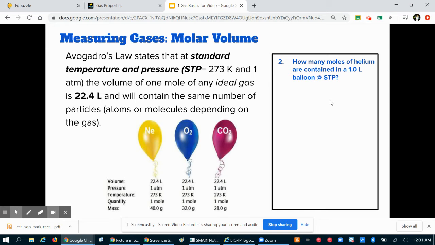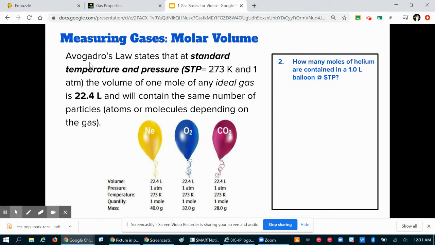Okay, good job on converting. Now let's look at how do we measure those particles of gas. So how do we measure the molar volume? Remember, molar is the number of particles in a gas. 1 mole, 6.02 times 10 to the 23rd, represents 1 mole of gas.